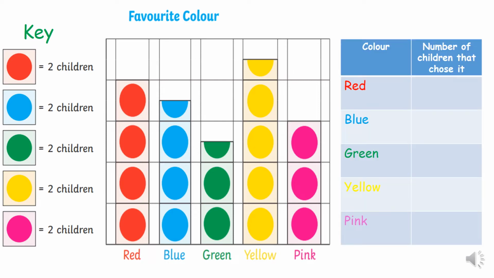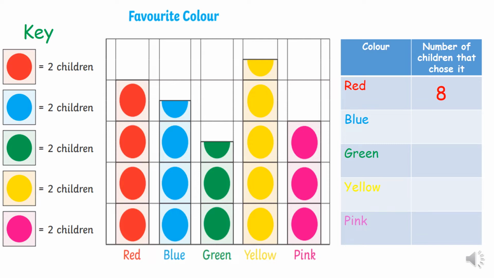So let's start by first looking at how many children chose red as their favourite colour. Remember, each red counter represents two children. So that means two children chose it, not one, but two. So we're going to count up in twos to help us. Find the red part of the pictogram and count upwards, so vertically, in twos. Are you ready? 2, 4, 6, 8. 8 children chose red as their favourite colour.